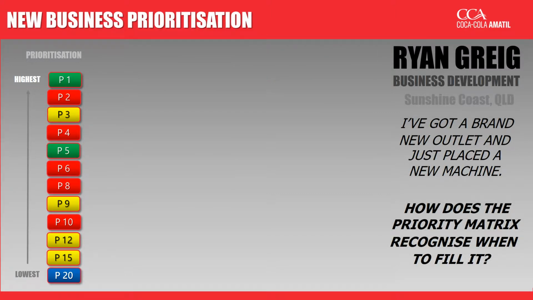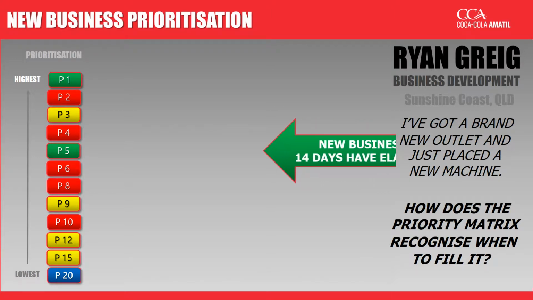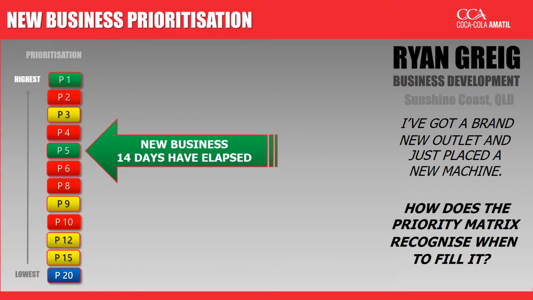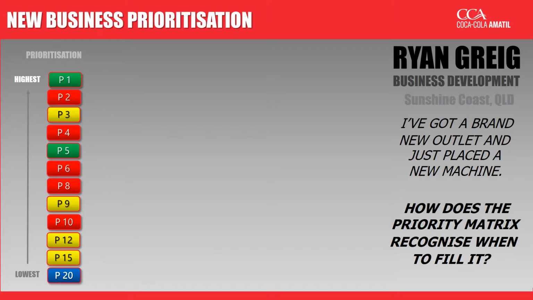The matrix ensures that any new business that has not been visited within 14 days of the initial delivery stocking appears on the matrix as a priority 5. Even if the vending machine has a VIU device installed indicating that it has 2 days cover remaining, or a priority 20, once 14 days has elapsed, the outlet is moved to a priority 5.